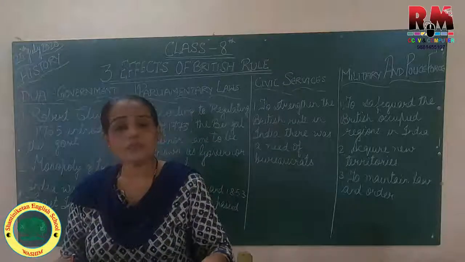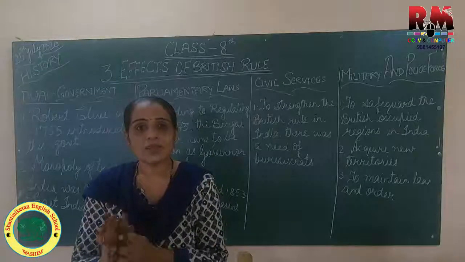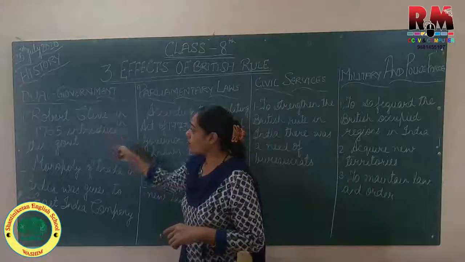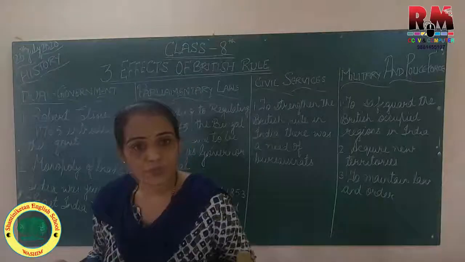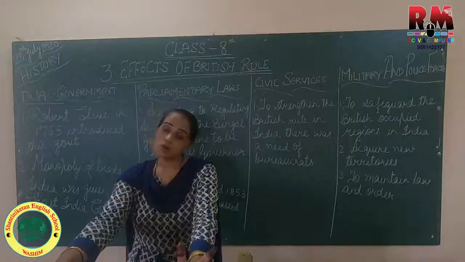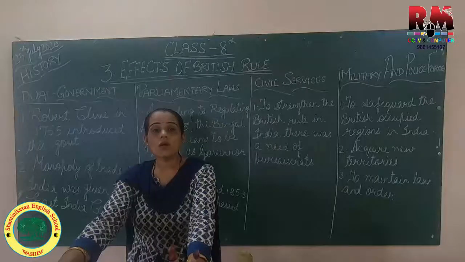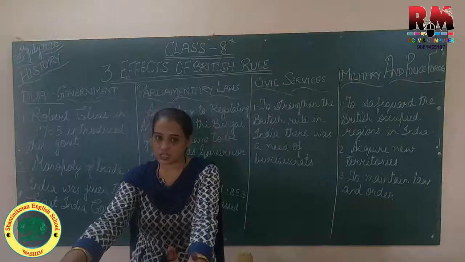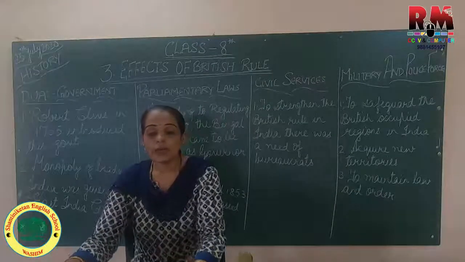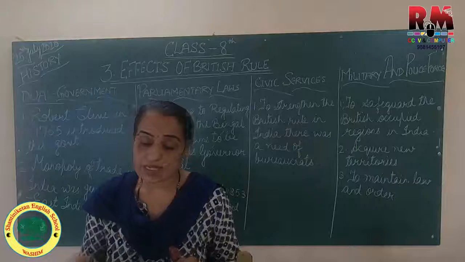So dual government, as the name suggests, dual means double, twice. What happened in this dual government? Robert Clive in 1765 introduced the dual government system in Bengal. What was the work of this dual government? The company undertook the work of revenue collection, whereas the Nawab of Bengal had to maintain law and order. This was known as the dual government system.